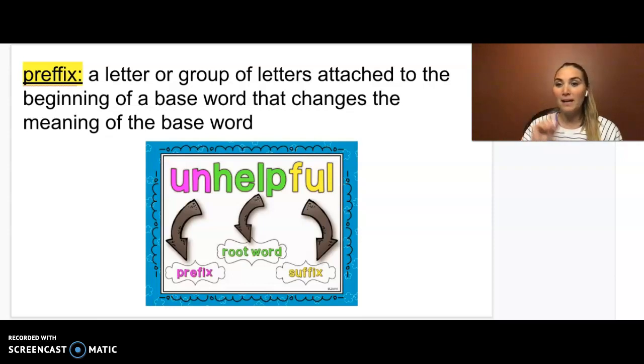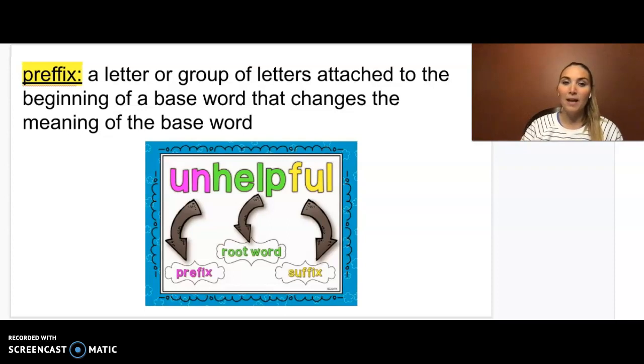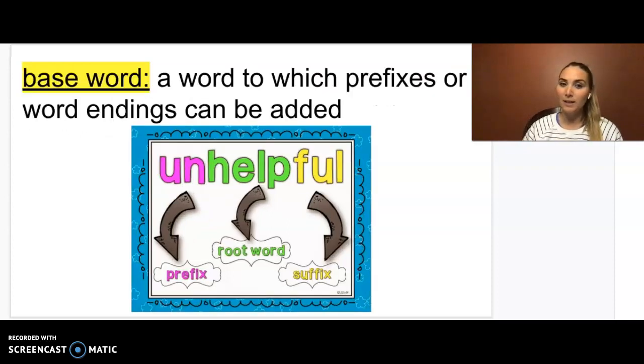But something to keep in mind is that a prefix cannot be its own word. It has to jump on the front of another word called our base word. And a base word is a word which a prefix or a word ending can be added to. So previously we have added endings to words. Today we are going to be adding beginnings, or prefixes.